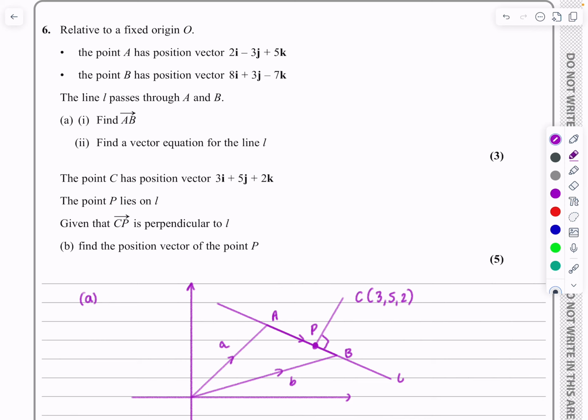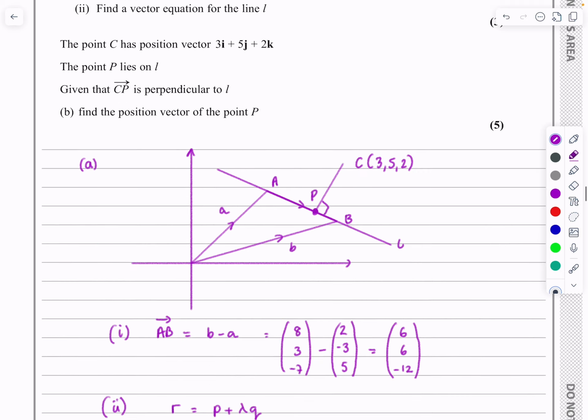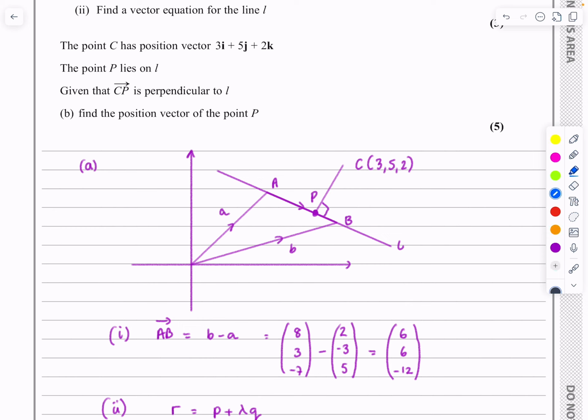I'm going to get that CP dotted with AB, sorry, is going to be equal to 0 later on. What we've got to do is to try and find the position vector of that point. We're trying to find what the position vector of P is. Okay, a little bit of work involved in doing this then.